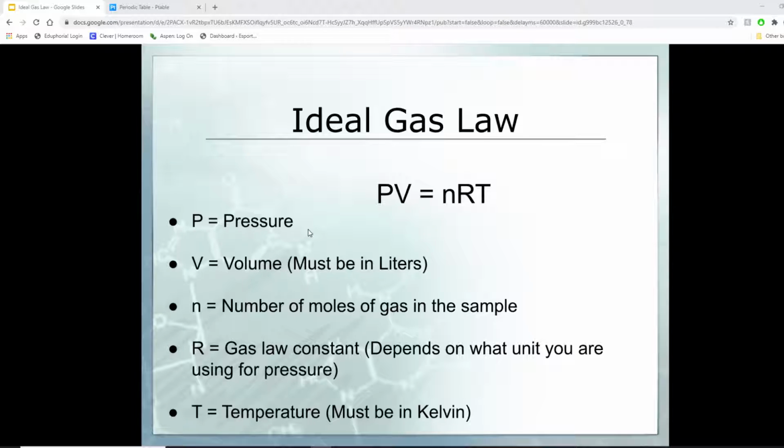Your volume, on the other hand, has to be in liters. So V stands for volume. And if it gives it to you in anything other than liters, you've got to make sure before you try and do any of the math and plugging values in, you've got to convert that to liters. Otherwise, the equation won't work.